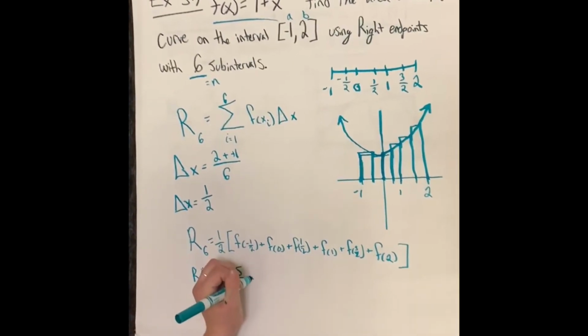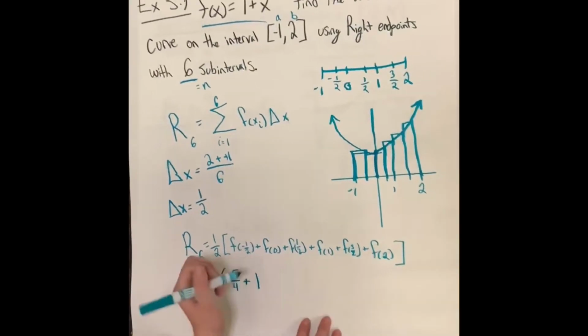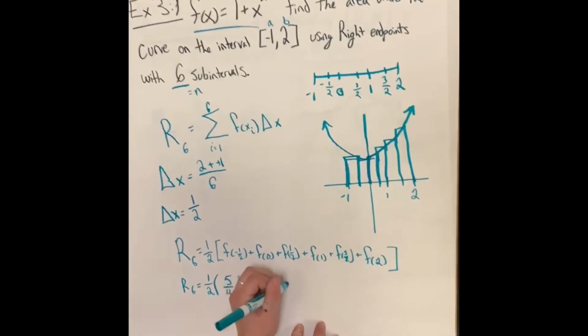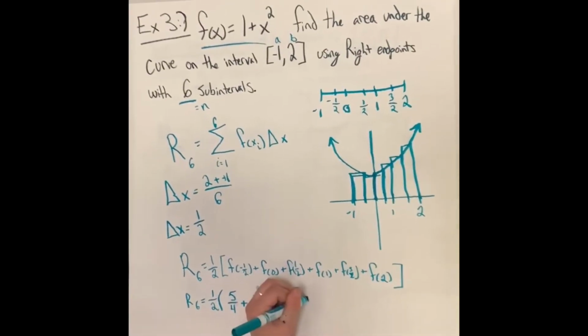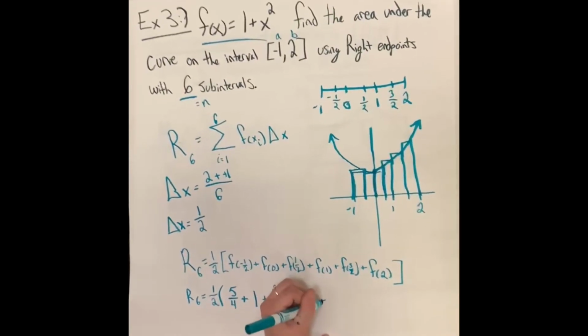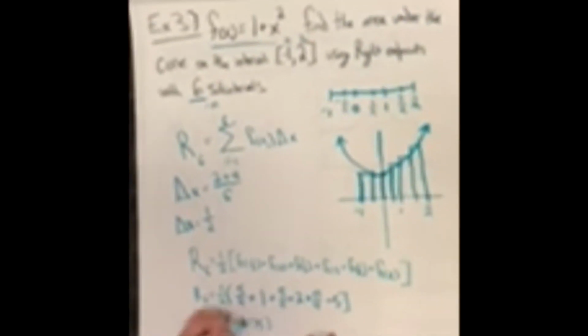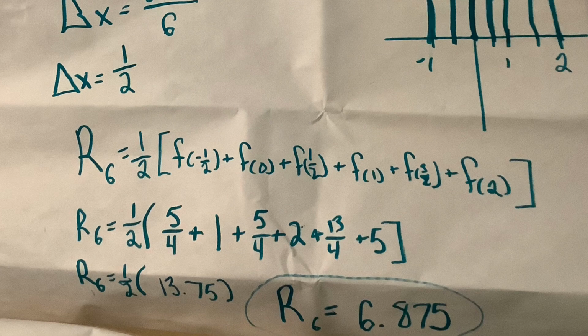So we plug all these into our function, and we find out what they all are. So I've calculated those all out, so we know what each one is. I'm writing them out. And then you add all these together and you multiply it by your change of x. Don't forget to multiply by your change of x each time to find this area. So once we add them all together, you get 13.75 times 1/2, which is equal to 6.875. And that is your answer for the area.